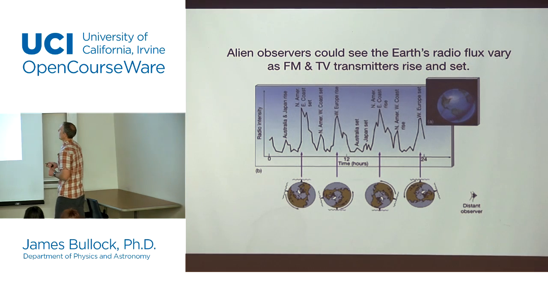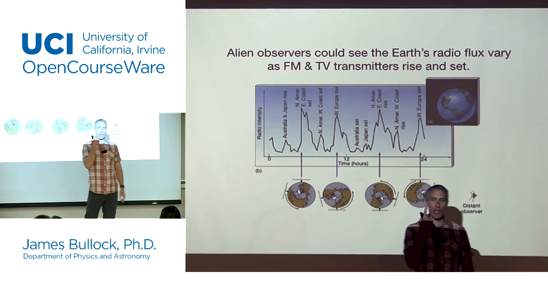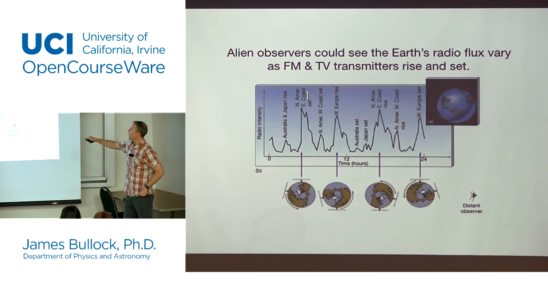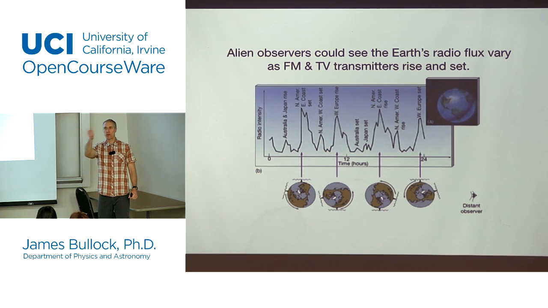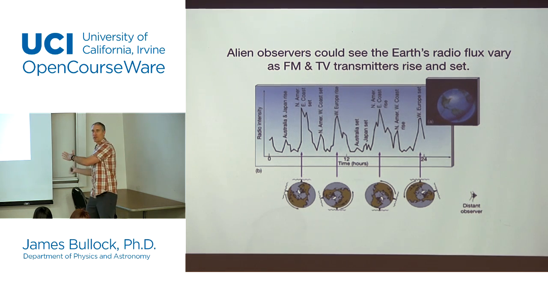You would even see it change as it spins. So you see, for example, the radio intensity coming from the Earth change as TV and FM transmitters sort of orbit around. And so you'll see big bumps as different parts of the world come into view and then go out of view.